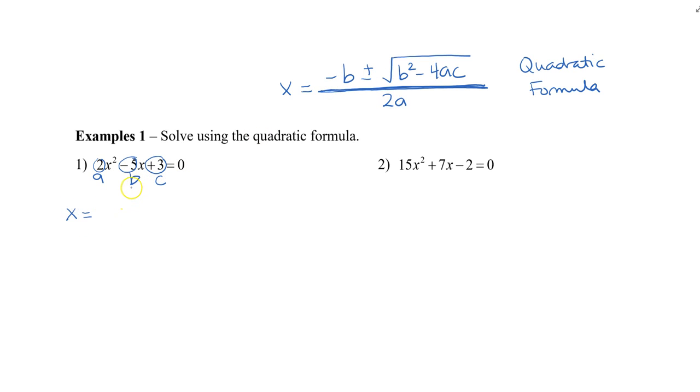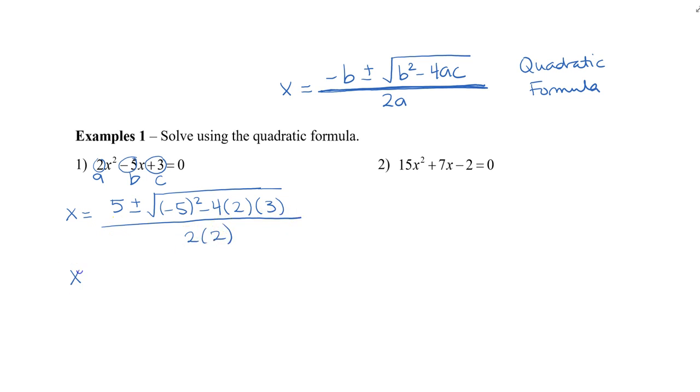So we have x is equal to negative b. And notice it's already negative 5. So negative 5 will give us positive 5, plus or minus the square root. So we have negative 5 squared minus 4 times a, our a value is 2, times c, our c value is 3. And all of this is divided by 2 times 2.